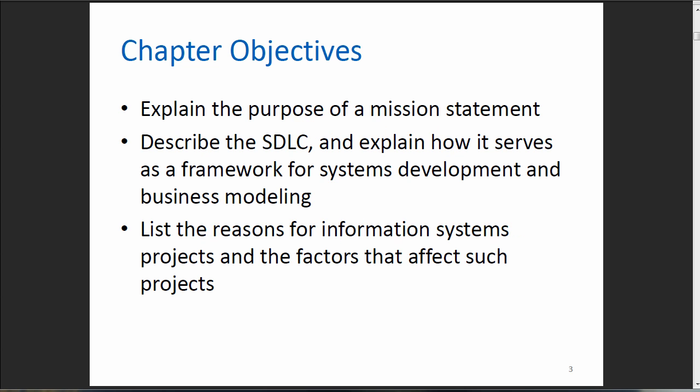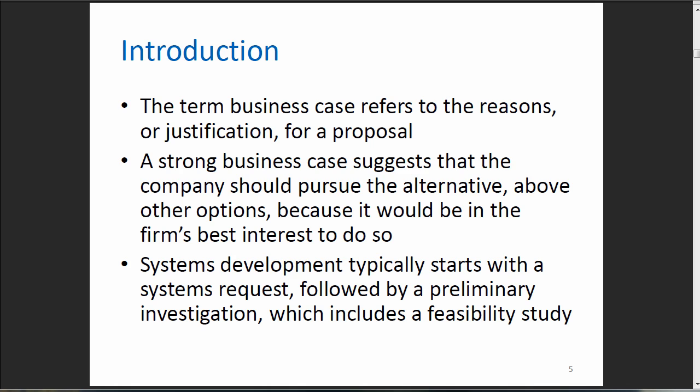So I'm going to skip through the objectives here and go right on to the introduction. So the term business case refers to reasons or justification for a proposal. So why should we look at this project and place it in our project timeline as a viable project? Again, what does it come down to? It comes down to money. So we need to look at how much is this project going to cost? Is the technology available versus how much will the project make the company? So that difference becomes what's called a return on investment, and we'll talk more about that.